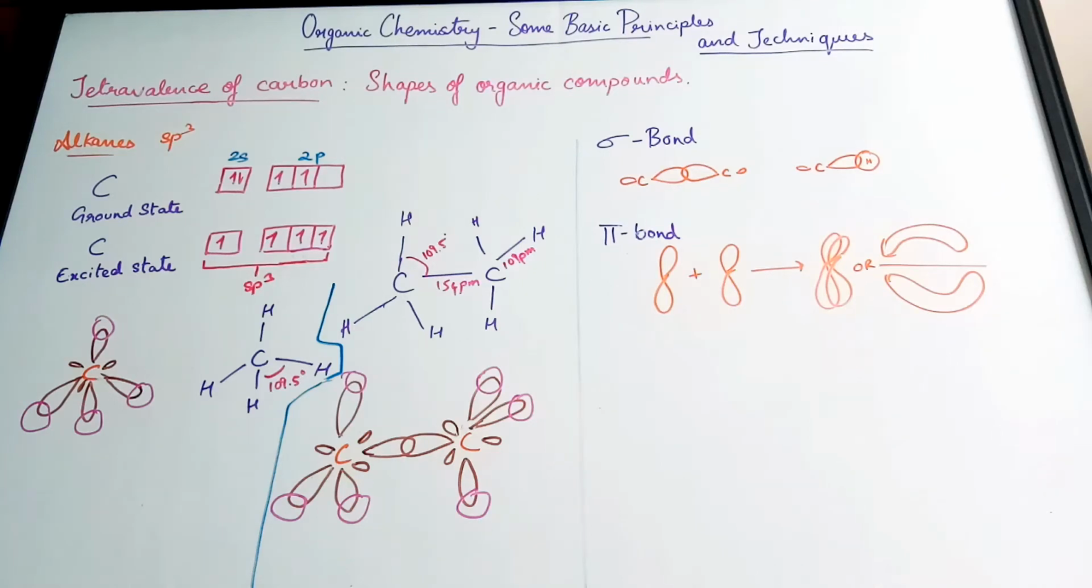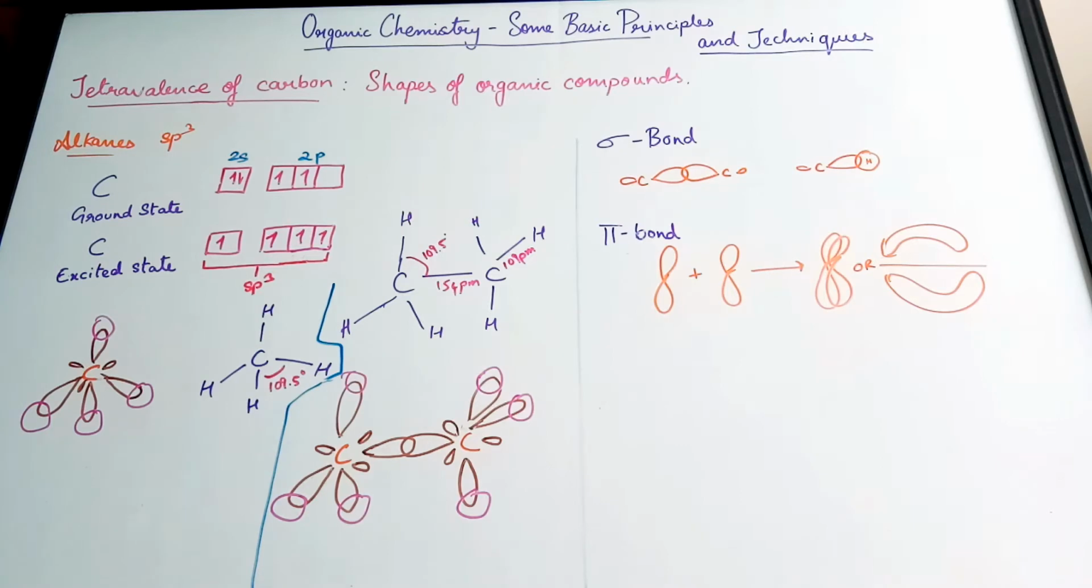In the previous video, we had discussed the two properties of carbon which make it possible for a separate branch of chemistry to occur, that's organic chemistry, that's catenation and tetravalency. So the shapes of organic compounds is to do with hybridization.